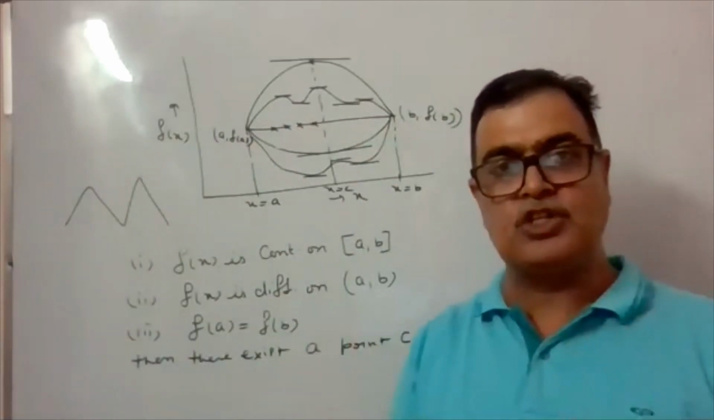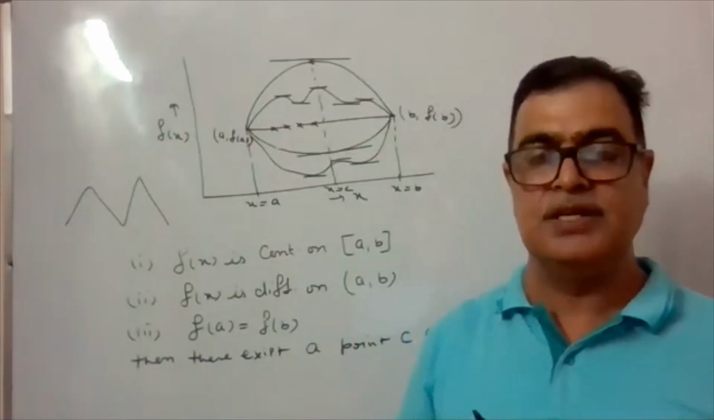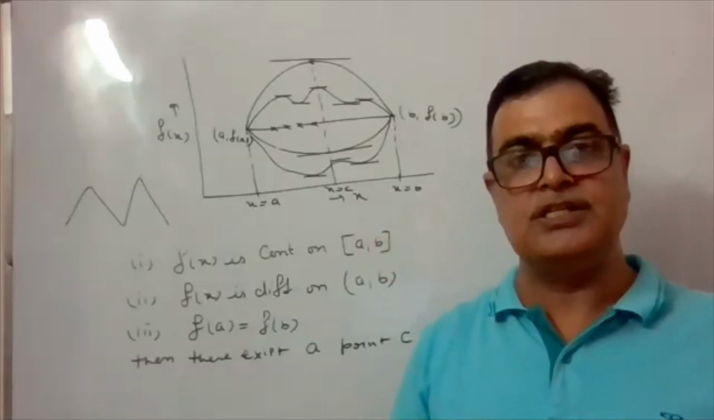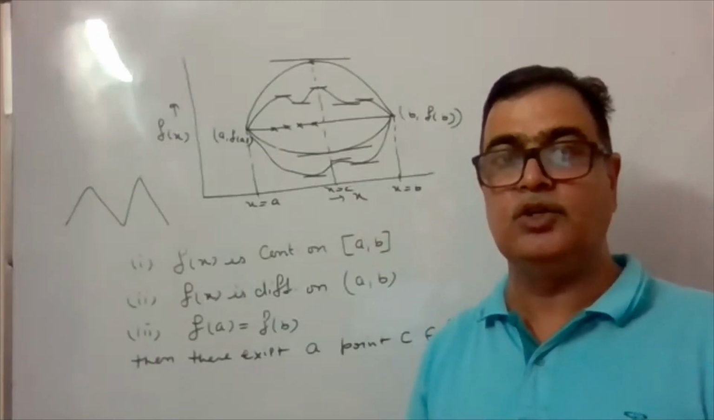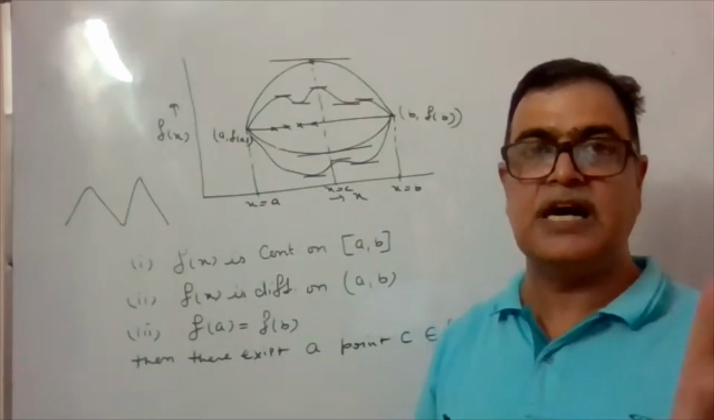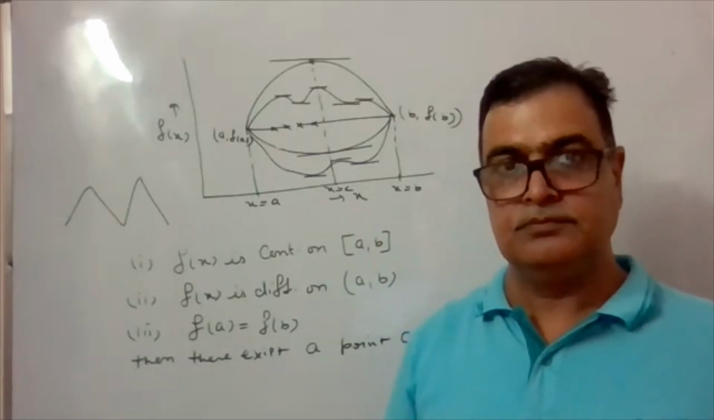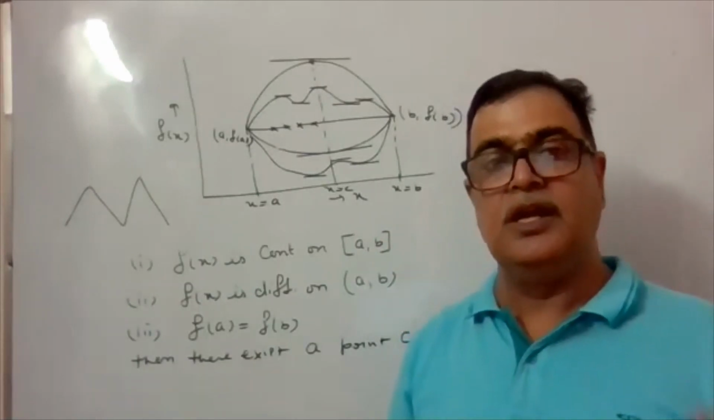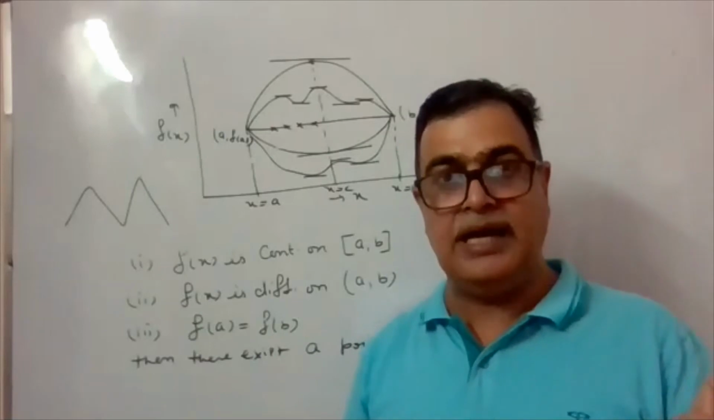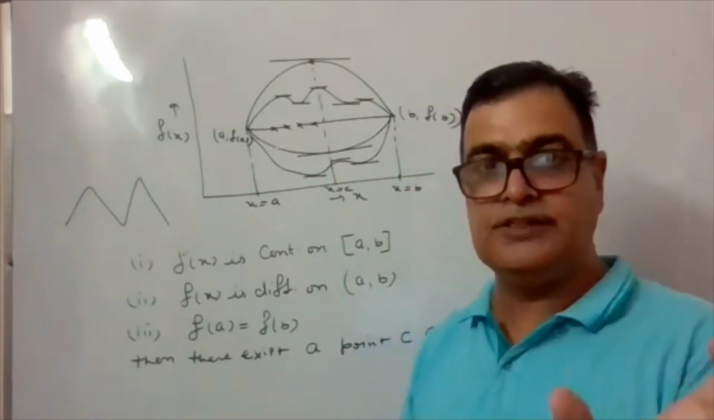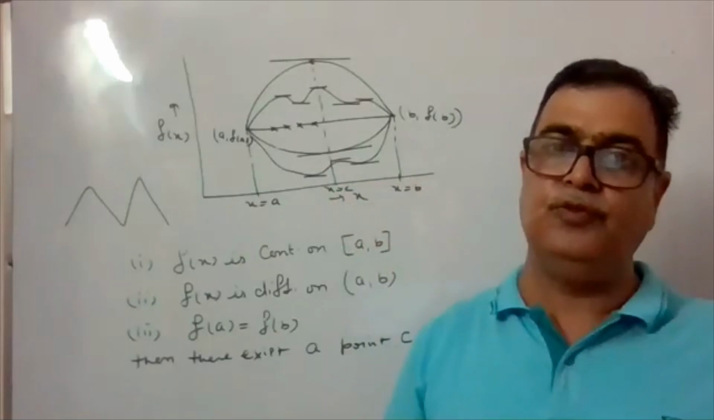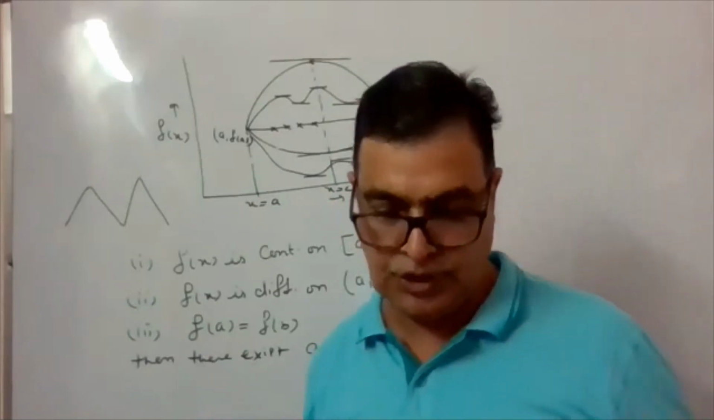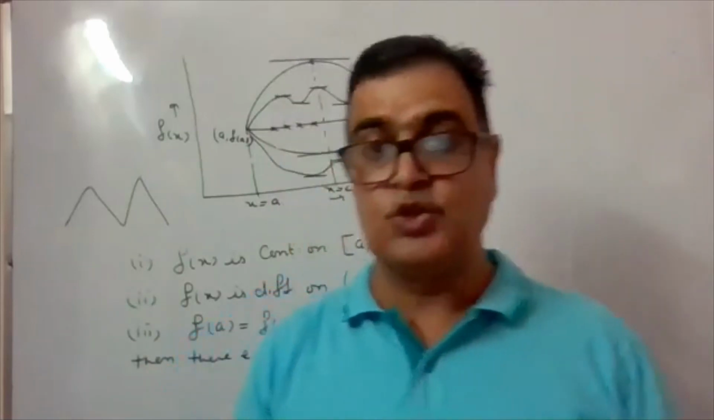So when you have a function which satisfies all the three conditions, there will be a point on this curve where, if you draw a tangent, that tangent will be coming parallel to the x-axis. This is our Rolle's theorem. Is Rolle's theorem clear? If the function is continuous, it is differentiable, and f(a) is equal to f(b), then there will be a point c on this interval (a, b) where if you have a tangent, that tangent will be parallel to the x-axis. That we should keep in mind. So this is our Rolle's theorem.